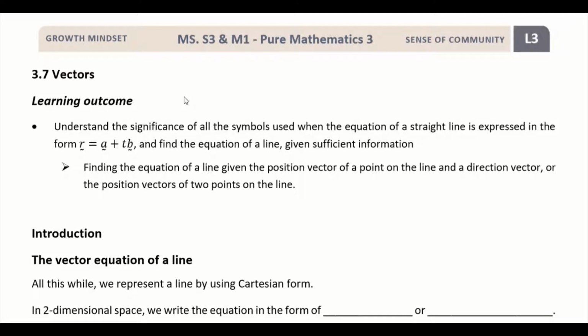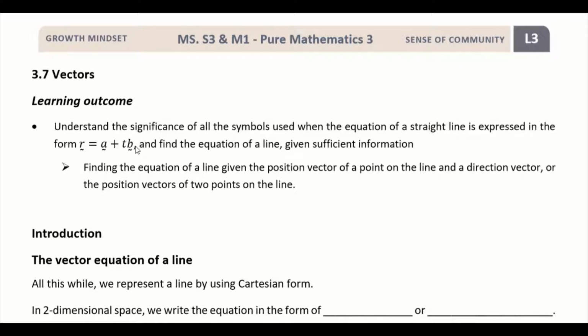Alright, hi everyone. So this is the third lesson for our topic 7 factors in Pure Maths 3. So as usual, let's start with the learning outcome of today's lesson. After today's lesson, you'll be able to understand the significance of all the symbols used when the equation of a straight line is expressed in the form of vector r equals vector a plus t vector b.